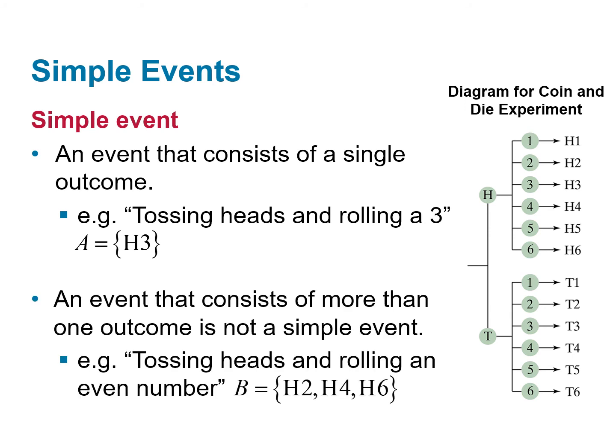Now, an event that is more than one outcome is not a simple event. So for example, if we look at tossing a heads and rolling an even number, the even numbers here would be 2, 4, and 6. Well, tossing a head and a 2, a head and a 4, or a head and a 6, there's 3 possible outcomes there for that event. So that is not a simple event.